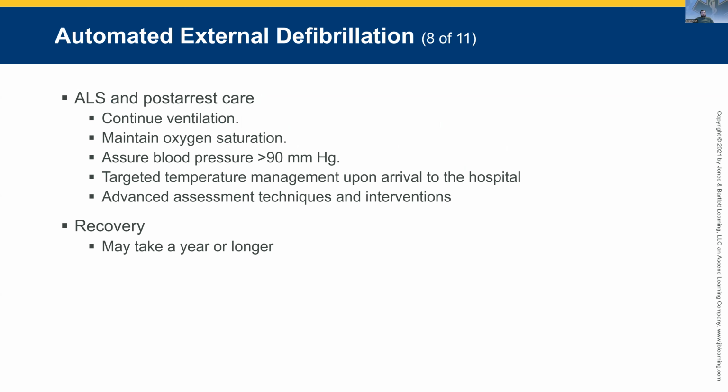ALS and post care, or post arrest care. Continue ventilations, maintain oxygen saturations as high as you can get them. 94 or above is perfect. Assure blood pressure is 90 or above. Targeted temperature management upon arrival to the hospital, which is just saying we want them to be normal body temperature. Advanced assessment techniques and interventions. Then we go to recovery. It may take a year or longer for these people to recover from a cardiac arrest if we're able to get them back.